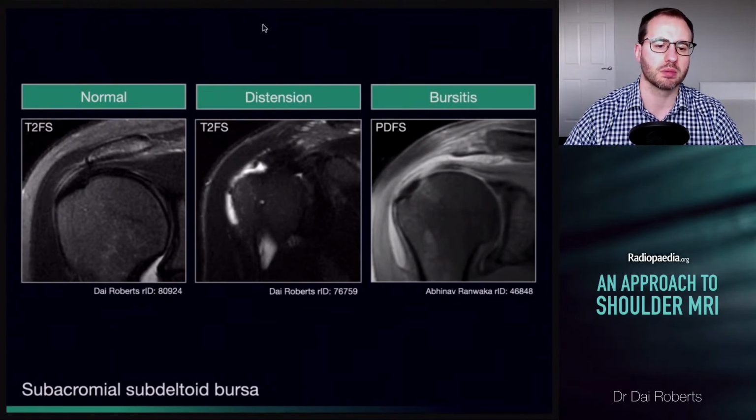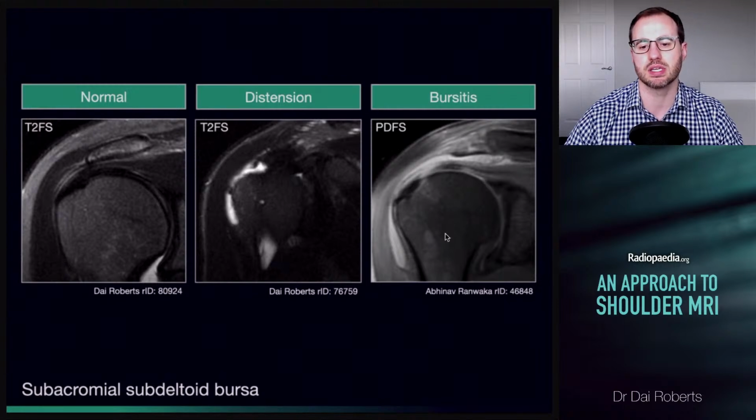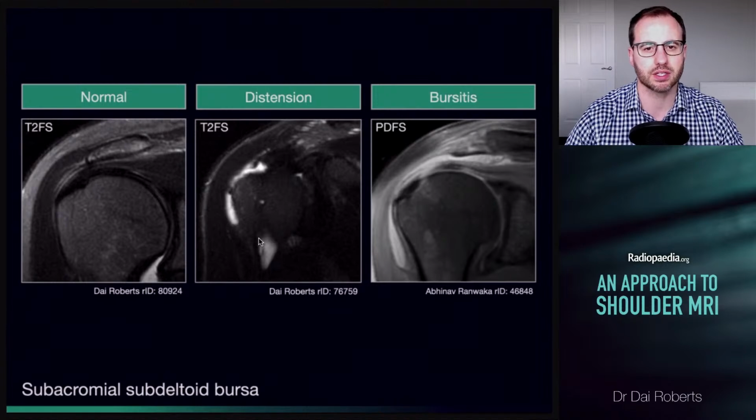The normal subacromial subdeltoid bursa should be a nice thin fluid-filled line which just extends over the top of the supraspinatus and the other rotator cuff tendons, and it's actually quite large. It usually extends all the way down here, as you can see in this area on the right. For me, I like trying to differentiate between a distended bursa and a bursitis.